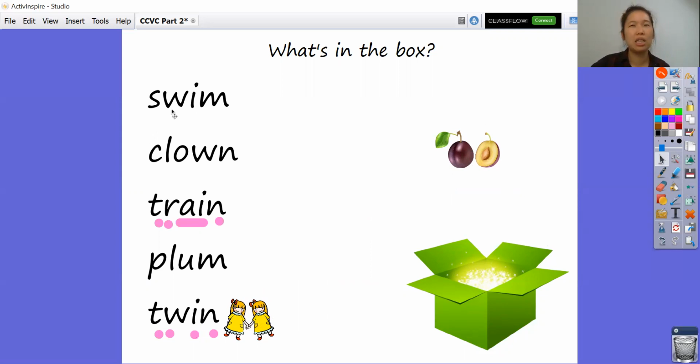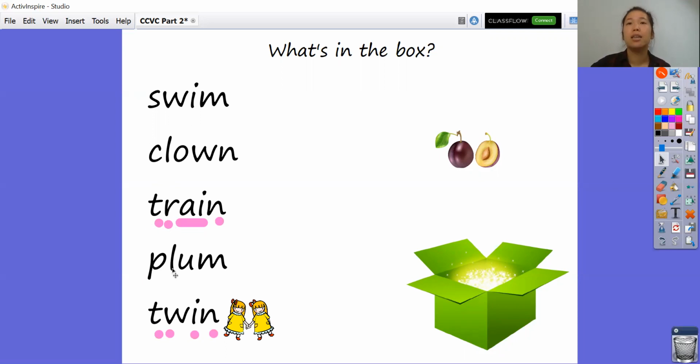How do we know that that word is not plum? Look at the initial letter. Let's have a look. So it cannot be plum because it starts with an s sound. Okay, let's look at the next one. Does that sound like p? No. And we read this word before.